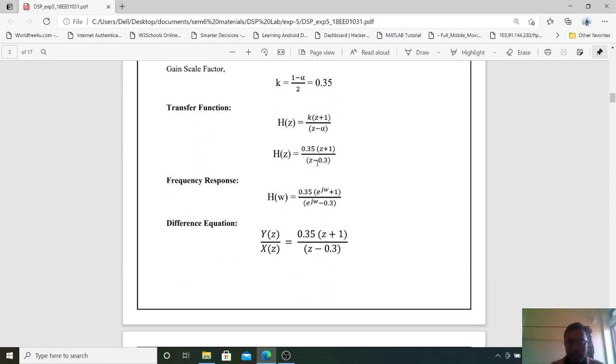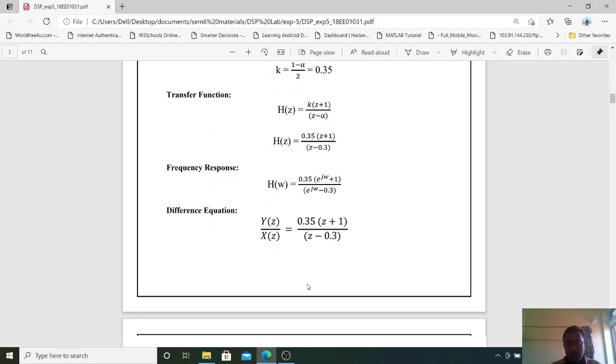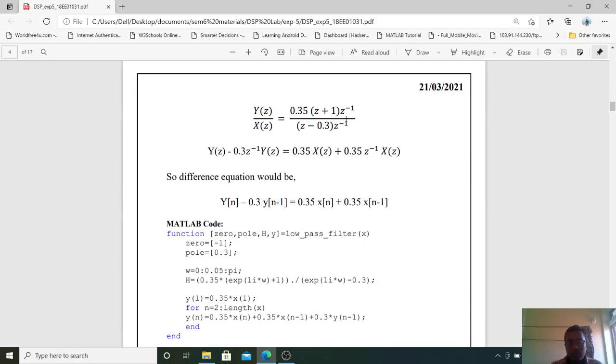After that, as the zero and all the poles are inside the unit circle, we can put z equal to e to the power j omega to calculate the frequency response H of omega. So I have calculated H of omega. After that, for the difference equation I take H of z equal to Y of z by X of z. Then we multiply z to the power minus 1 in both numerator and denominator. After that we get an equation in Y of z, then we take the inverse z transform. So z to the power minus 1 gives n minus 1, and accordingly everything will come.